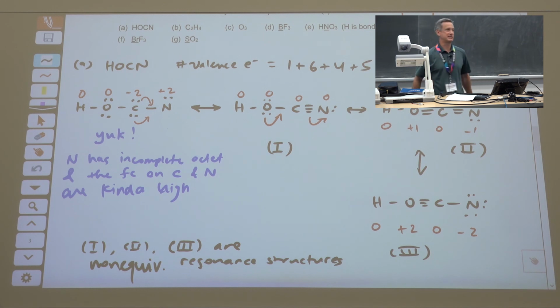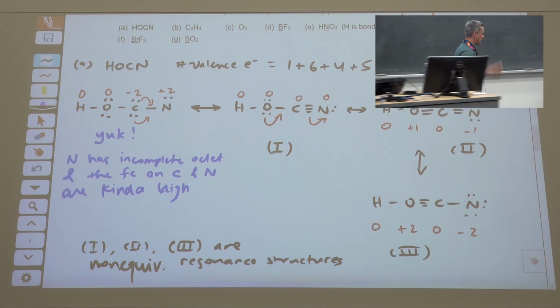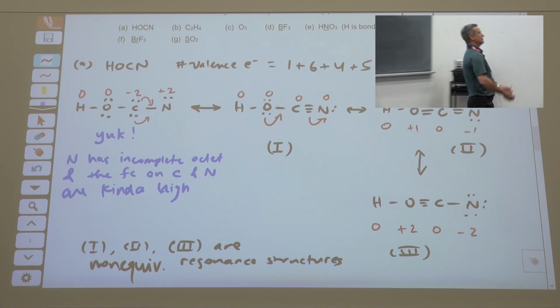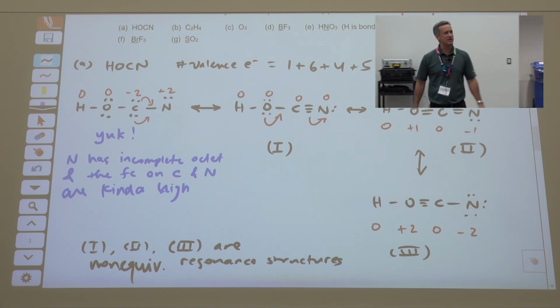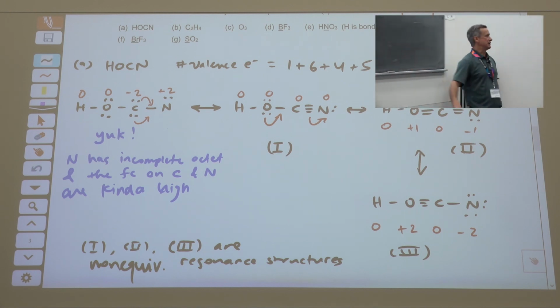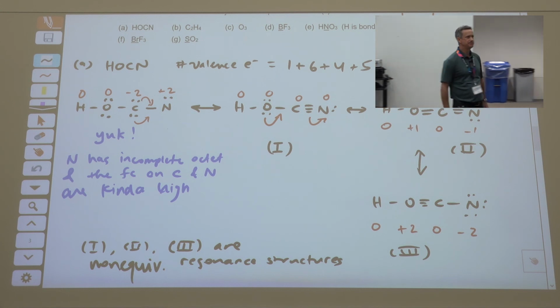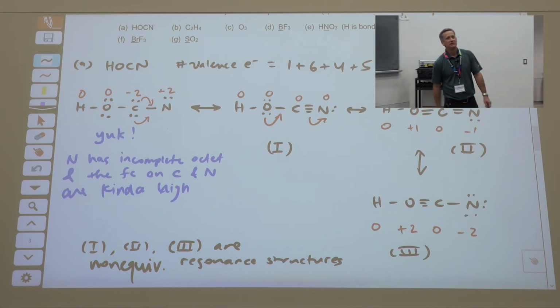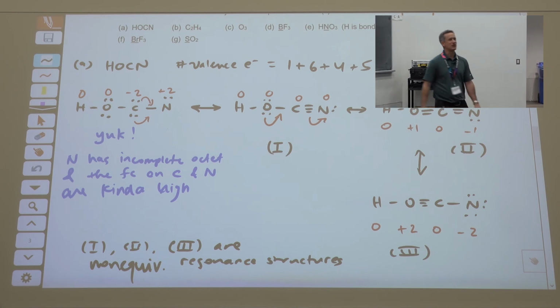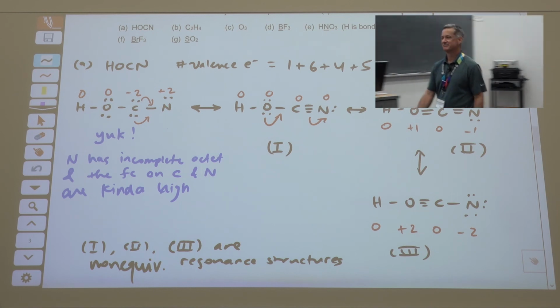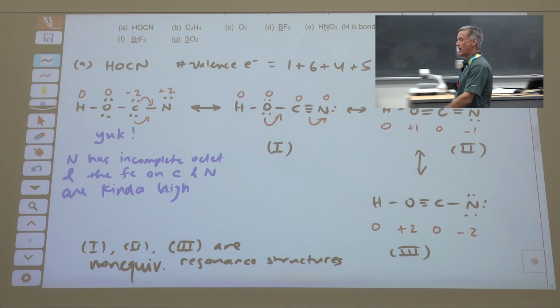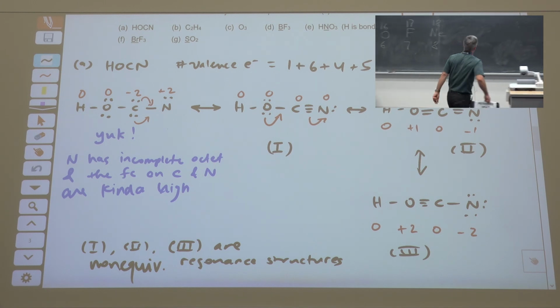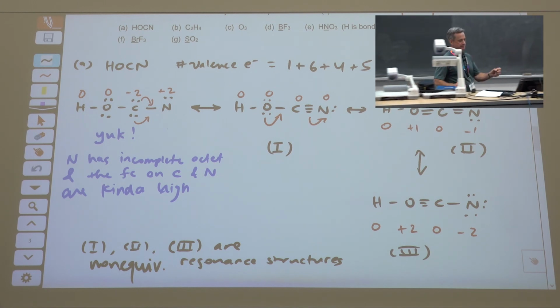Which one's the best? If we had to draw a single structure, the one that was most representative, the one that would carry the highest weight in representing this structure, which one is it? How many say structure 1? How many say structure 2? How many say structure 3? Okay, good. Structure 1, the ones have it, and structure 1 is the best.